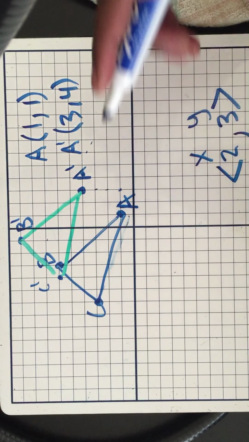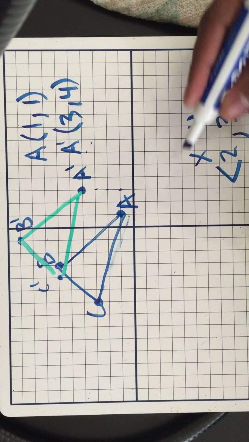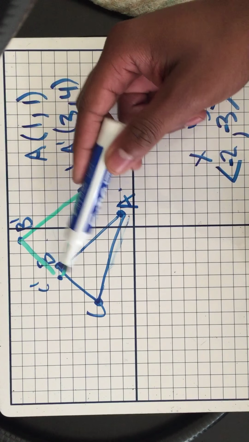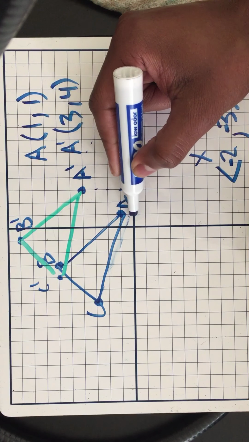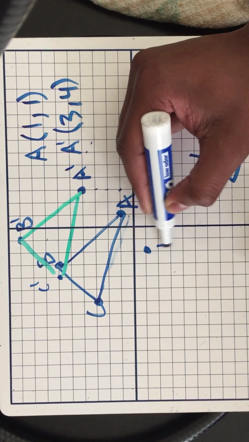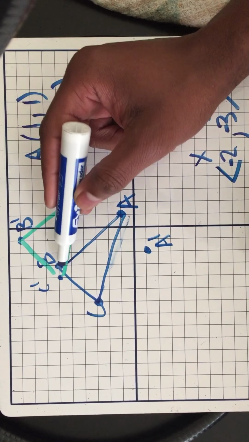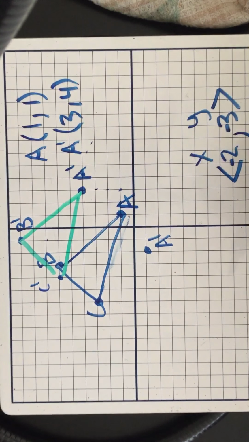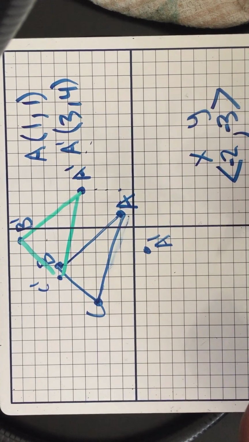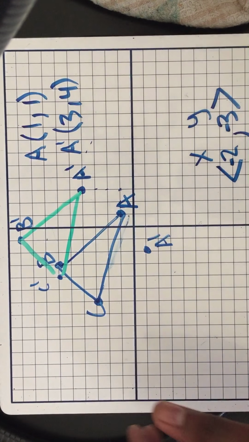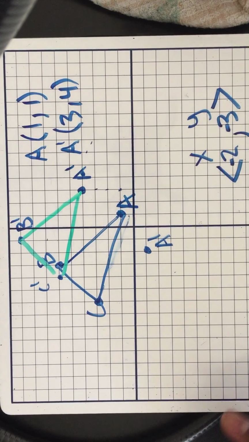Every translation works the same. If we had -2 and -3, we would move this coordinate down 2 and to the left 1, 2, 3, and so that coordinate would be A prime. And for B, we move down 1, 2, and 1, 2, 3, and so forth. Now we're not going to do that. I trust that you guys have the ability to do so. So pause the video and attempt number 1 and 2, and then we'll get started on rotations.